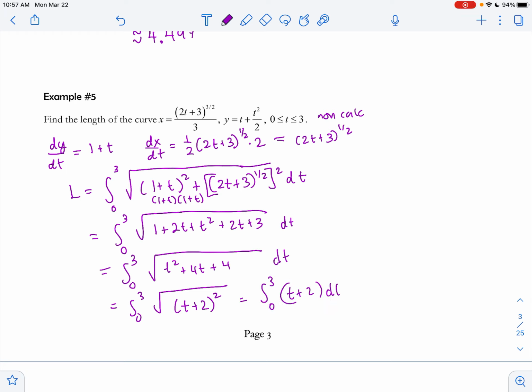And notice that I have not done any integrating. So at this point, we would find the antiderivative, get t squared over 2 plus 2t, and plug in our 0 and 3. We get 9/2 plus 6. If I plug in my 0 to subtract out, I get 0. So my final answer, 21/2.